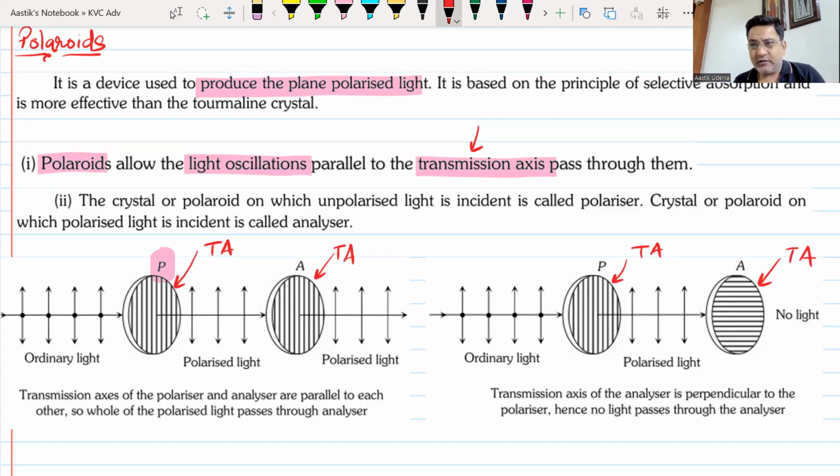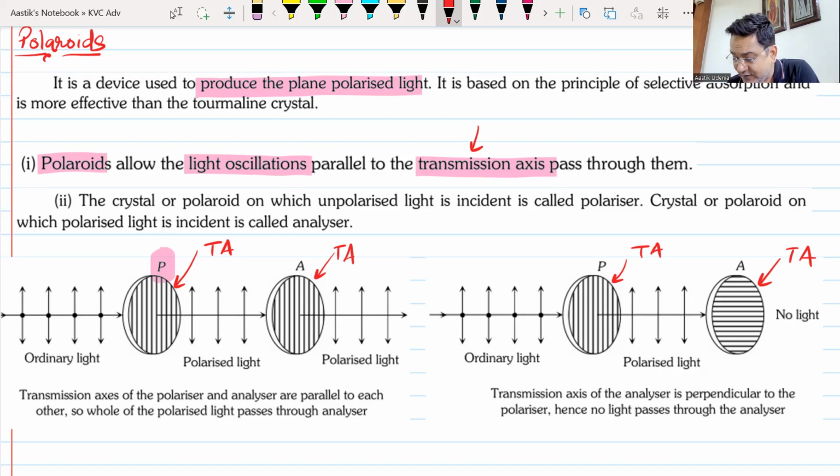You can just imagine them as a paper or cardboard which has slits cut into it. If you cut vertical slits, it will only allow vertical light to pass. If you cut horizontal slits, it will allow only the horizontal component. Those slits are its transmission axis. The oscillations which are parallel to the slits will pass. The oscillations which are perpendicular to the slits will not pass. Do we understand this? Yes.